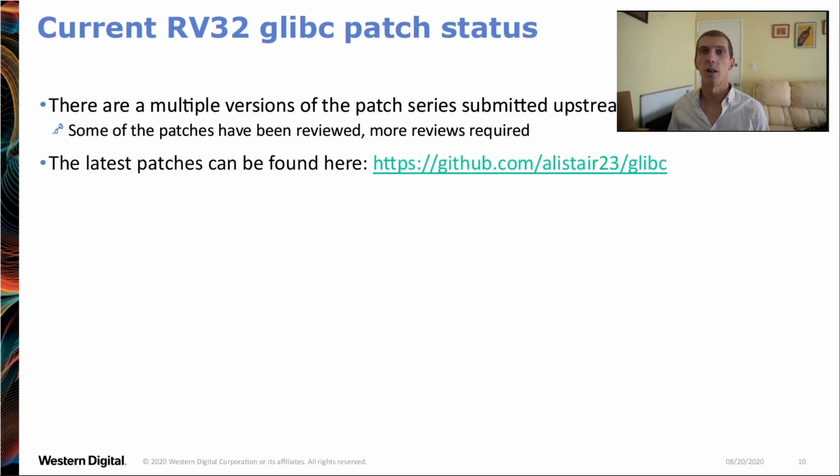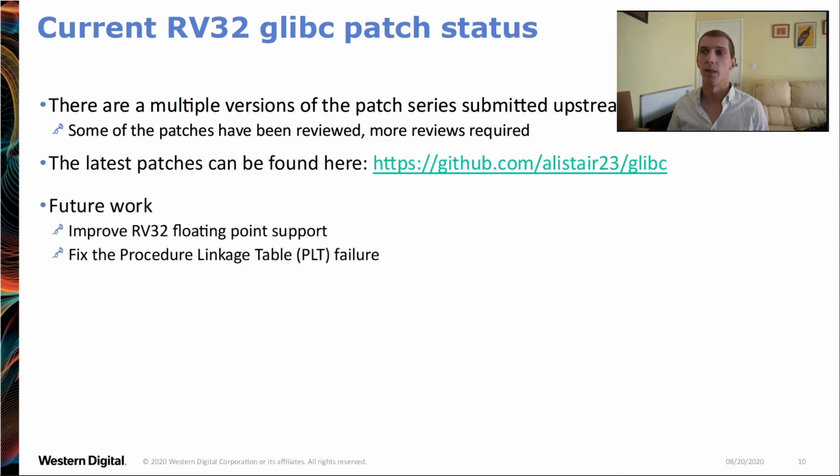So what's the current 32-bit RISC-V status? There are multiple versions being submitted upstream, and some of the patches have been reviewed. As of recording, it's probably close to 50% of the patches, but more reviews are still required. I'm not going to point to the latest patch set, as by the time you watch this, that's probably out of date, but if you're interested, you can look at the Glibc mailing list and see them there. The latest patches can be found on my GitHub, unless it's already been merged into mainline Glibc, in which case it's just available there.